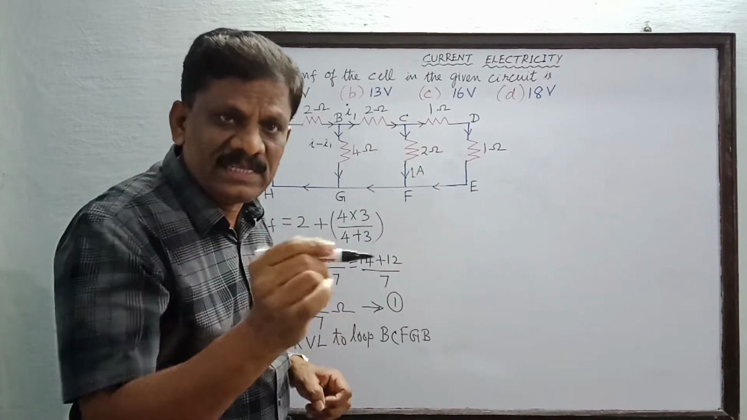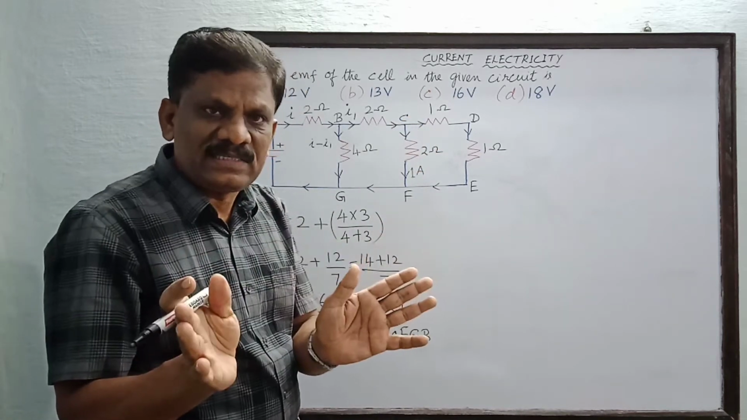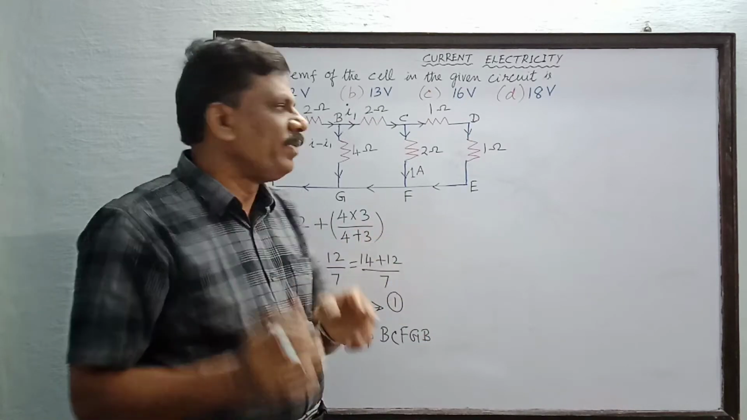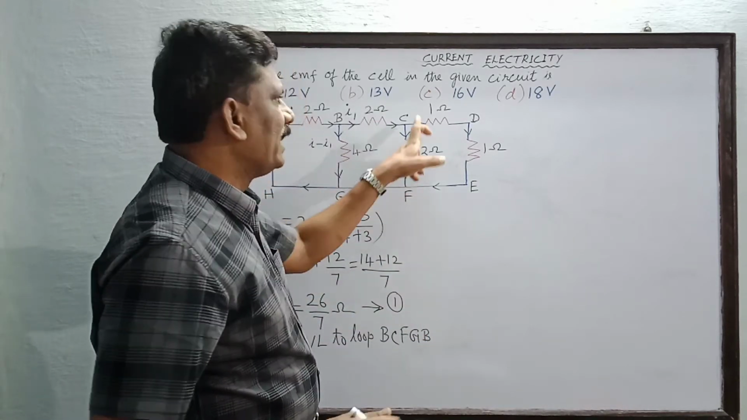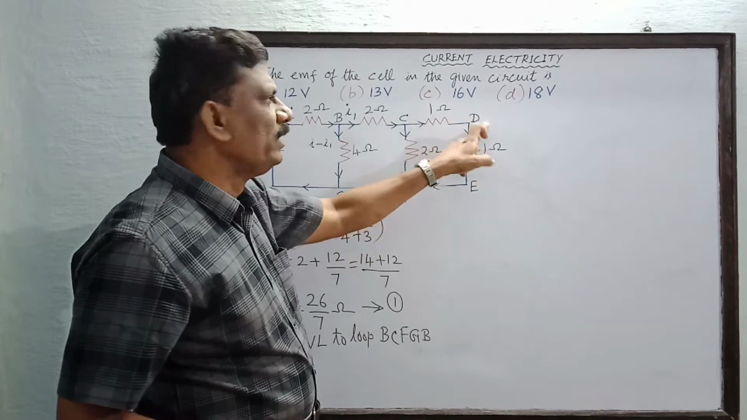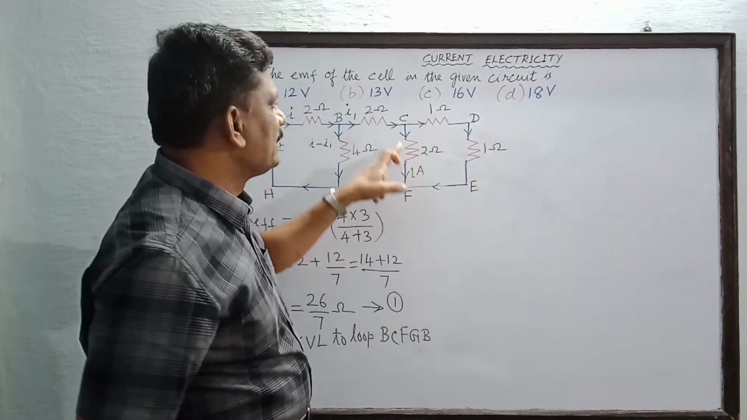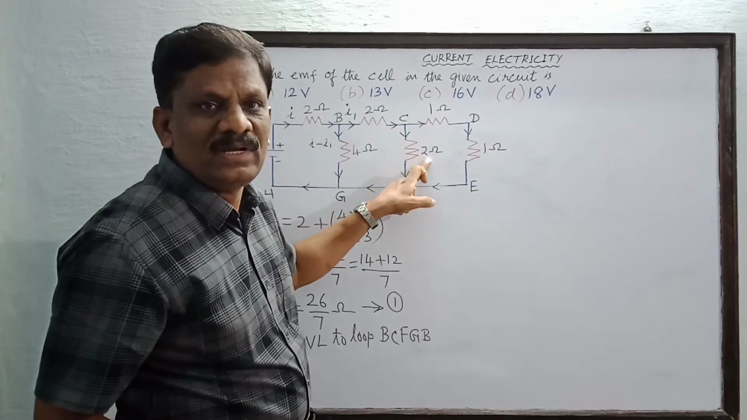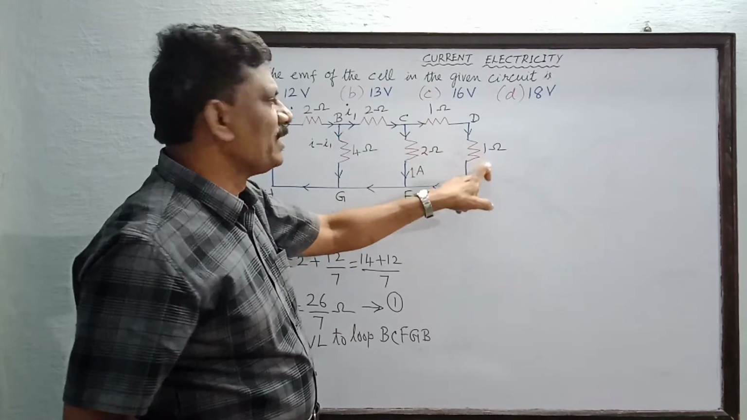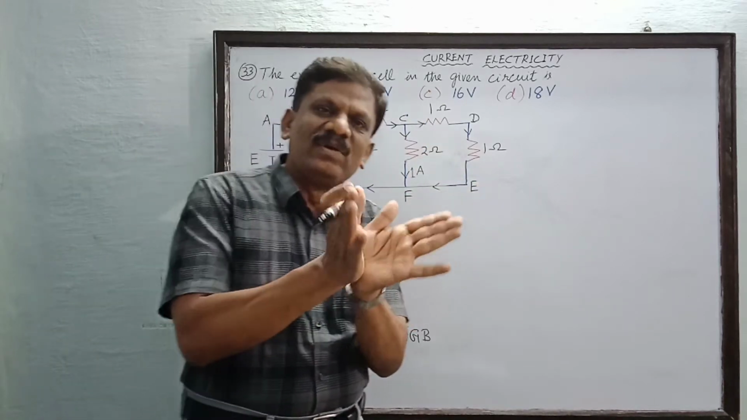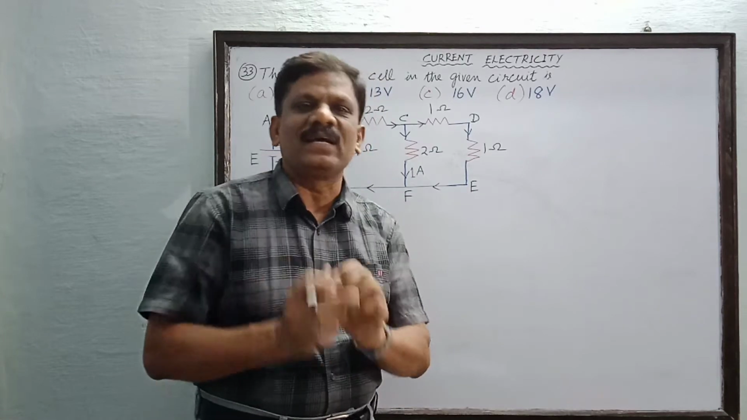After C, beyond C there are 2 paths, so the current is going to flow in 2 paths. One is C to F, the other one is C to E through D. The resistance between C and F is 2 ohm. Between C and E is 1 plus 1, 2 ohm. So when 2 equal resistors are connected, how does the current divide?